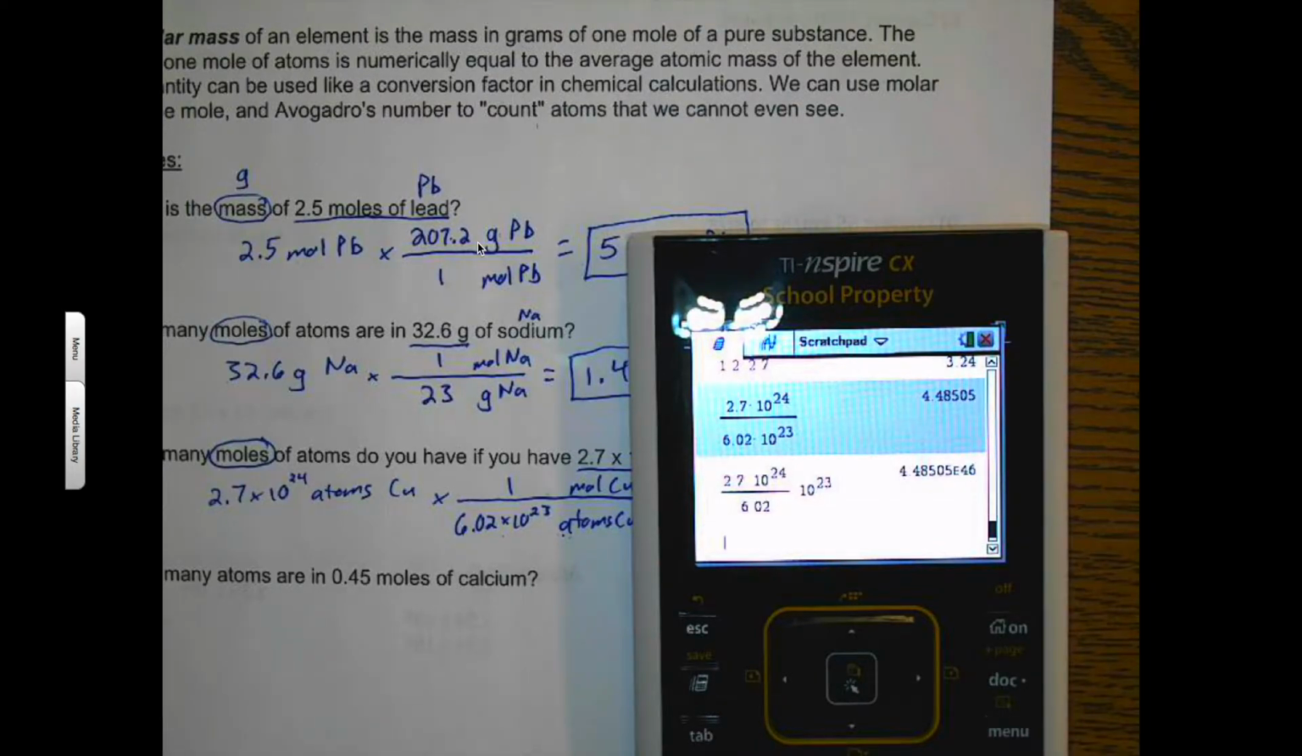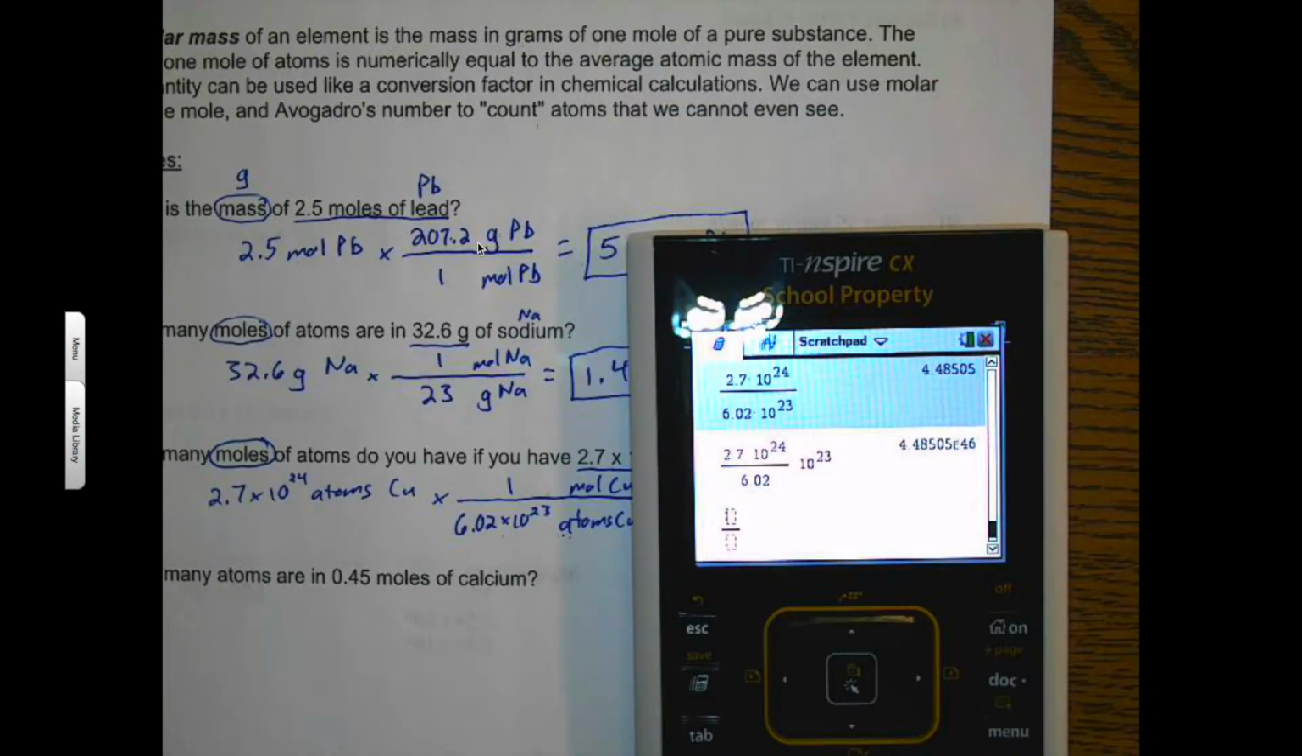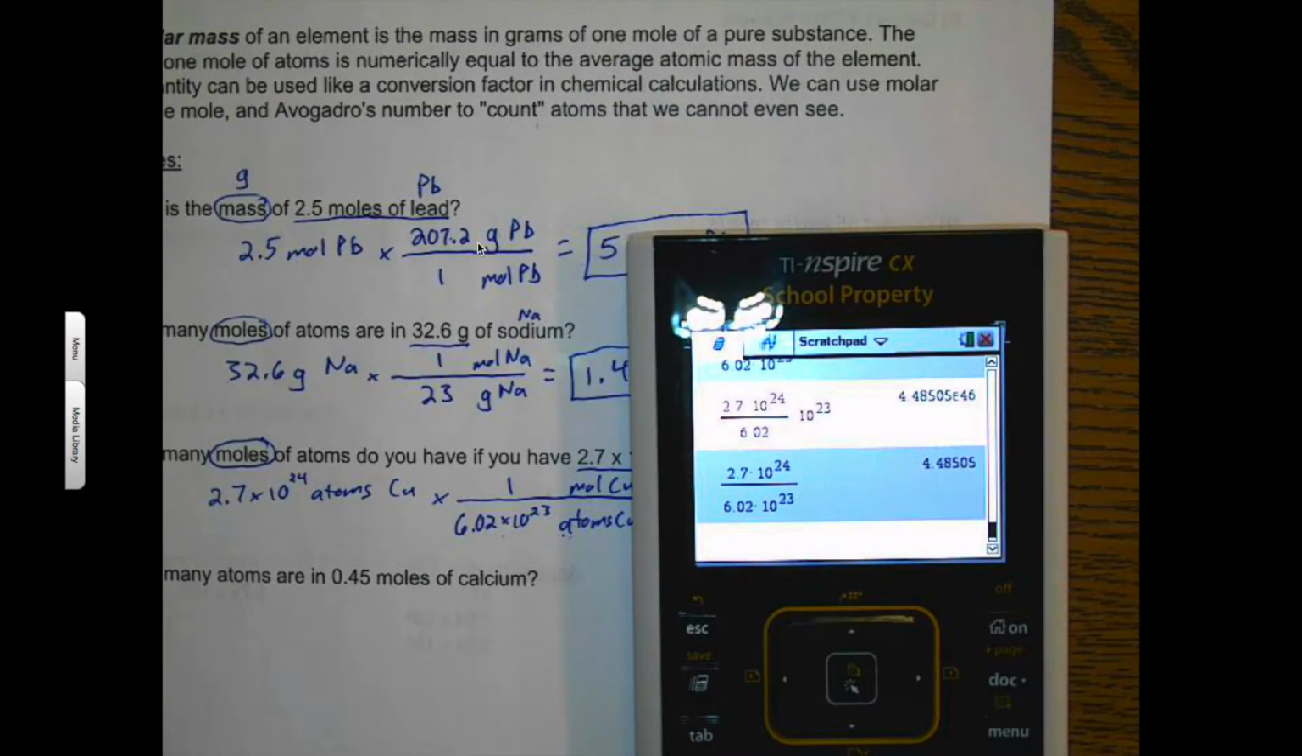So that's not good. You can avoid this by pushing Control Divide, and that will give you a fraction, and that gives it to you in baby steps. It's idiot proof. You can't mess it up. Okay? All right, piece of cake.